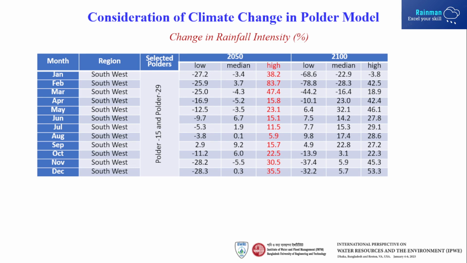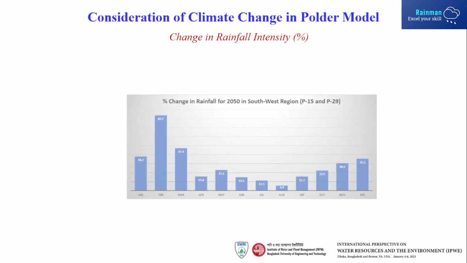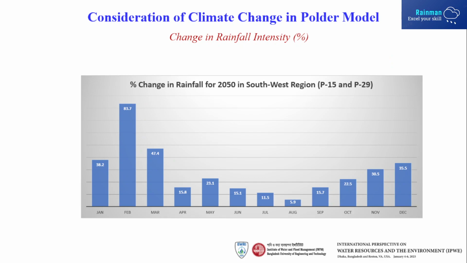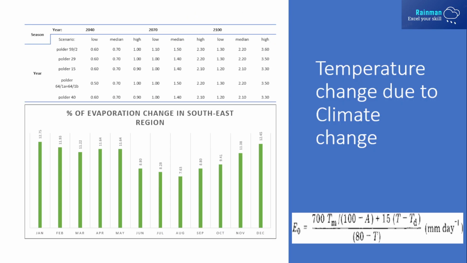And for climate change, rainfall intensity will also change. For the 2050 projection we took the high value, and in the southeast region for Polder 15 and 29, the percentage of change in rainfall will be like this. The temperature change will also be incorporated because in the rainfall runoff model we need evaporation data, so we'll change the evaporation data accordingly.